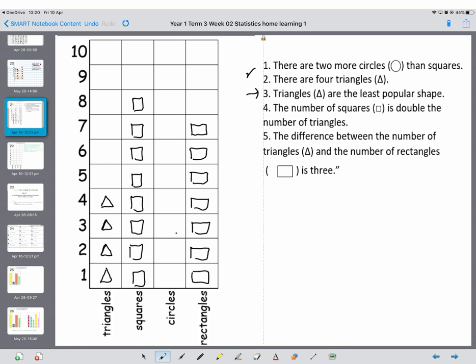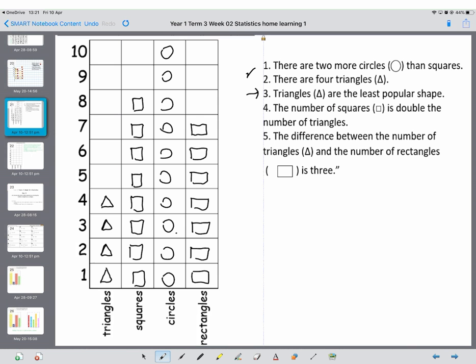And now, can we do the last bit? There are 2 more circles than squares. Well, we know therefore there are 2 more circles than squares. So we've got 1, 2, 3, 4, 5, 6, 7, 8. And then we're going to just do 2 more, 9, 10. And that's what your chart should have looked like.